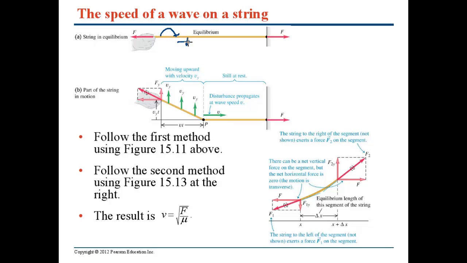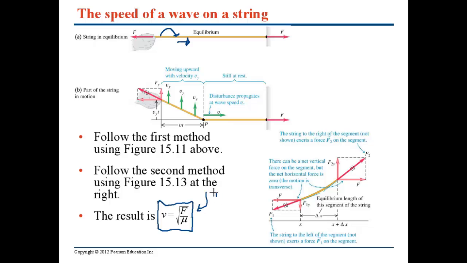How fast is it going? The book goes through the big gory derivation. You get to see some really cool partial derivatives. I highly advise you to check that out if you'd like to. Really, at the end of the day, what it boils down to is the speed of the wave is going to depend on two things.